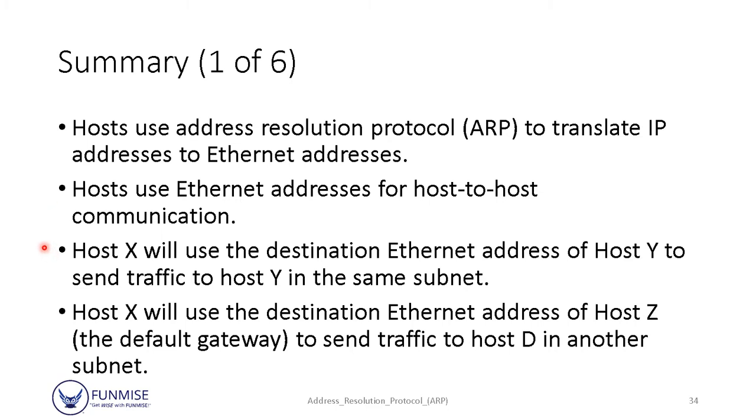A given host X will use the destination Ethernet address of host Y to send traffic to host Y in the same subnet. A given host X will use the destination Ethernet address of host Z, its default gateway, to send traffic to host D in another subnet. If these are slightly confusing, please refer to the diagrams included earlier.